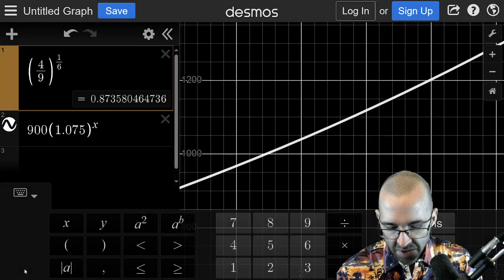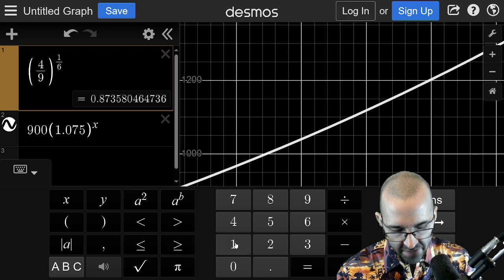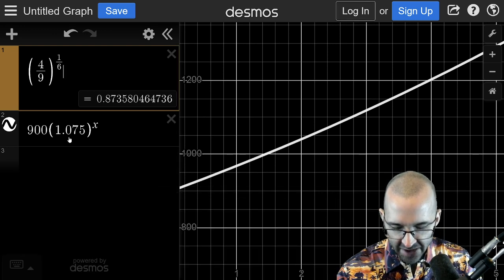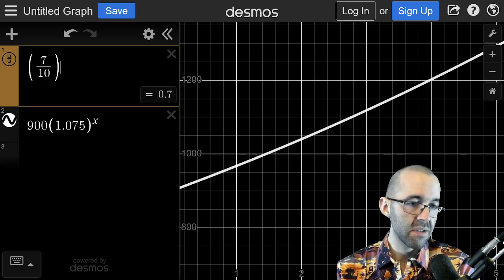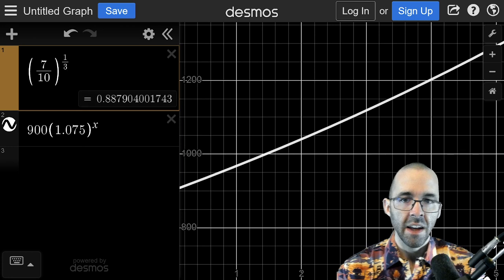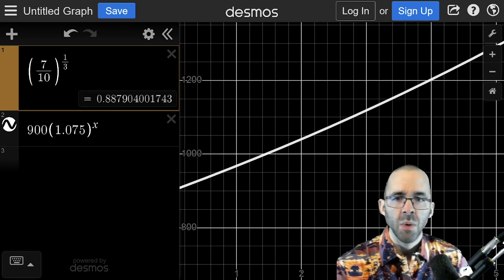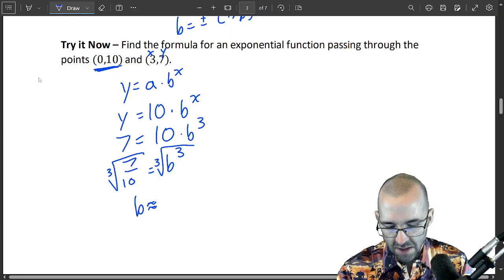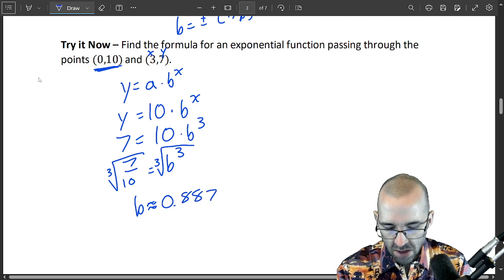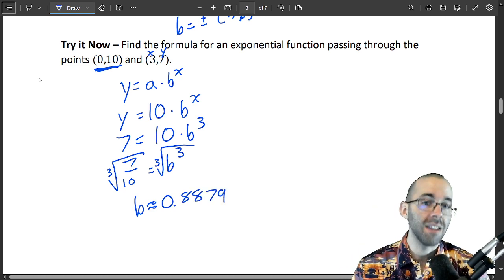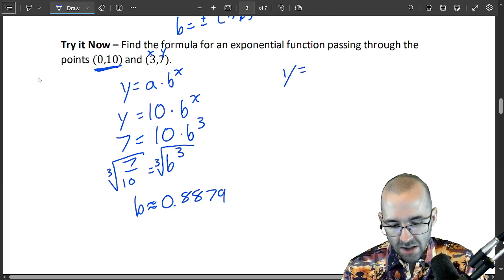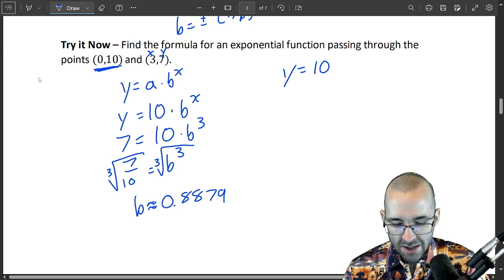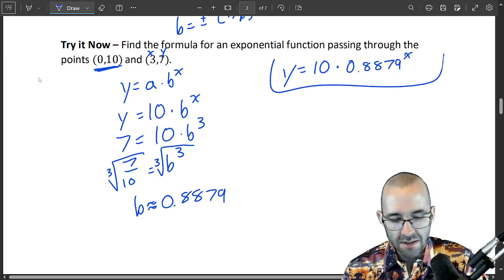And again, on Desmos, there is a way to get to the cube root. I actually don't remember where it is off the top of my head, but I usually just use rational exponents, fraction exponents, and I'll just raise it to the 1/3 power. We're going to get 0.8879. Again, we're decreasing by about 11% every year. So y is 10 times 0.8879 to the x.